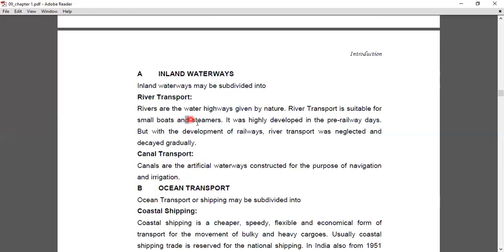So it is not very much useful. The second one is canal transport. Canals are artificial waterways constructed for the purpose of navigation and irrigation. Canal transport holds a very small share in the transportation system. So there are two different types of inland waterways: river transport, and the second one is canal transport.